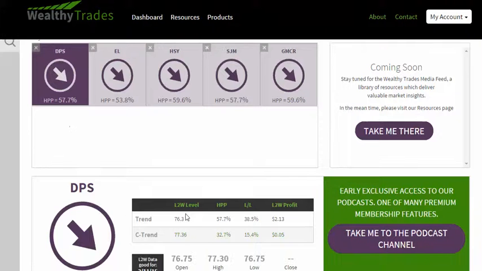DPS, for example, actually has not. The high is 77.30 so far today, and the expected upside is 77.36. So that one's actually not trading at its levels to win right now, so I'm going to eliminate that one.